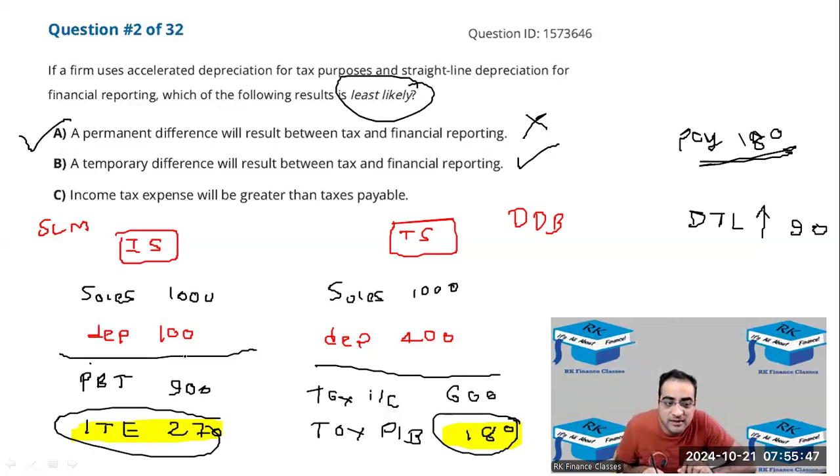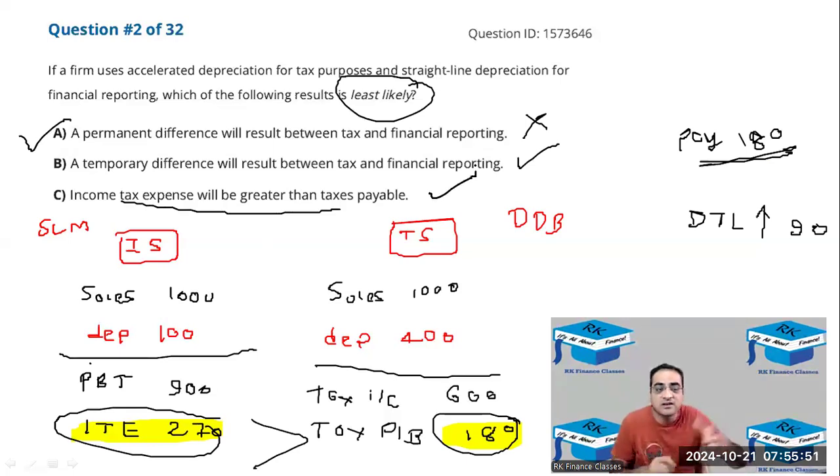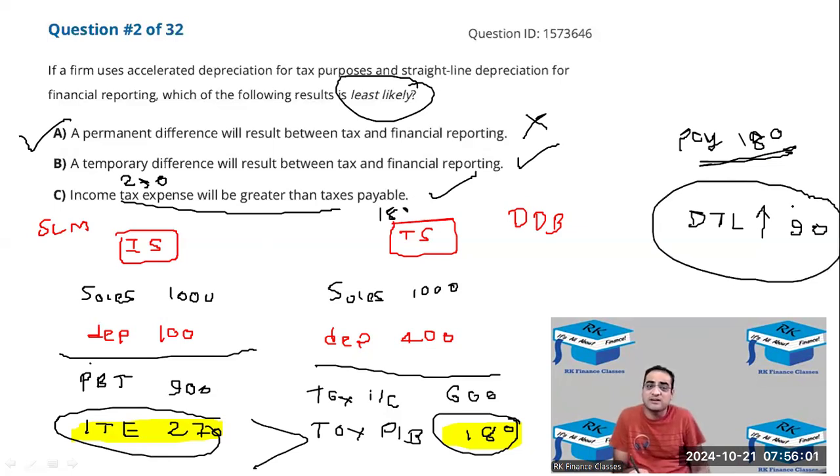And you can see over here, income tax expense 270 is greater than 180. So income tax expense is greater than the tax payable. Income tax expense 270, tax payable 180. So C was right. It was a temporary difference. Deferred tax liability was created. It wasn't a permanent difference. A was the wrong statement, so A was the answer.